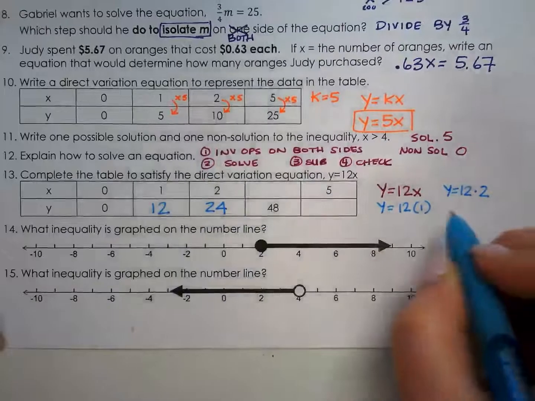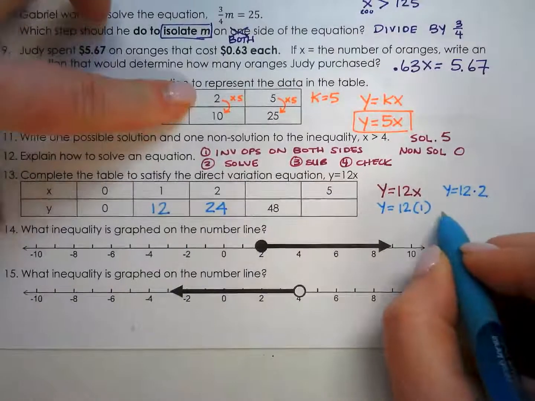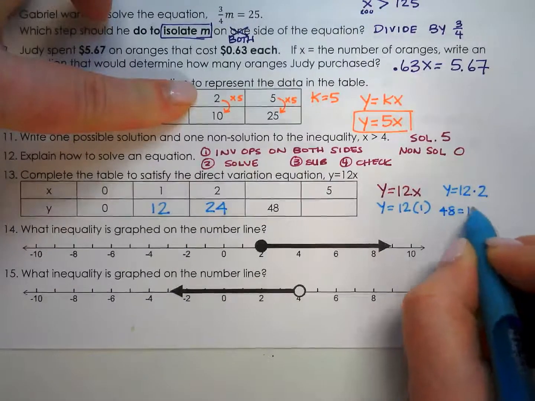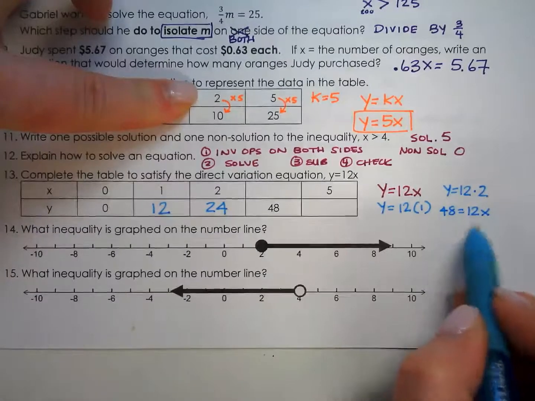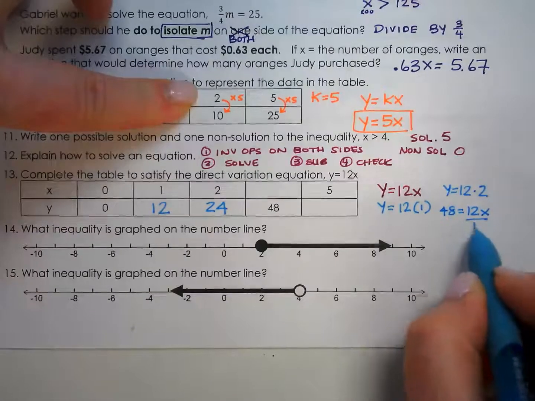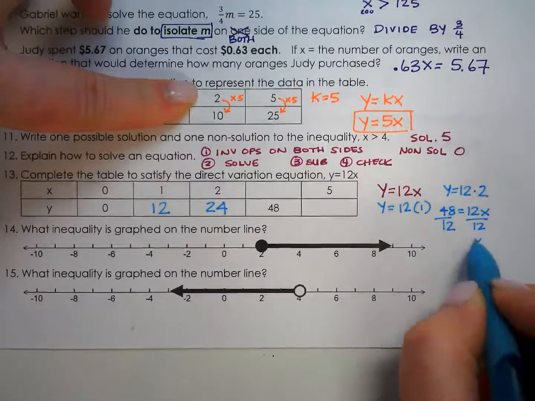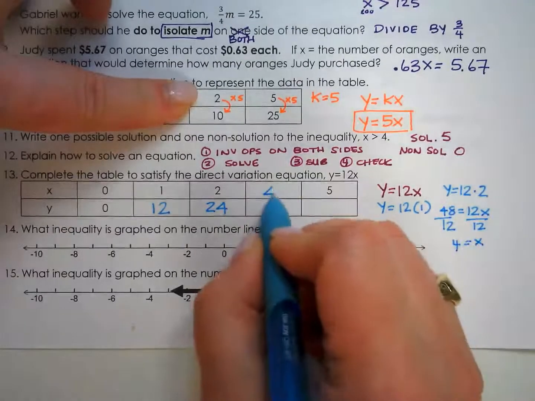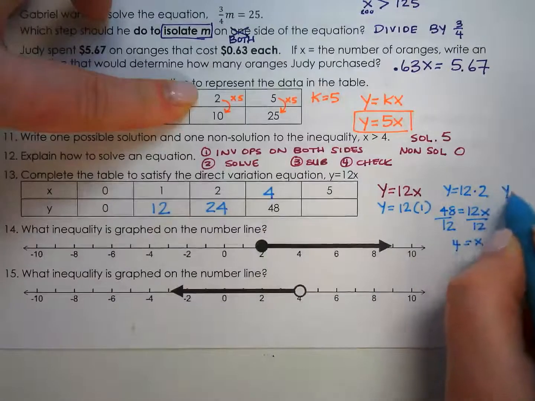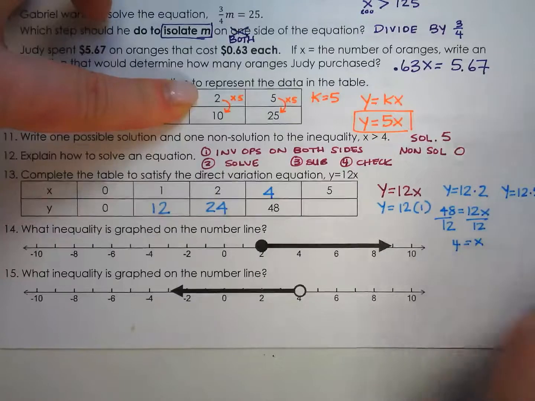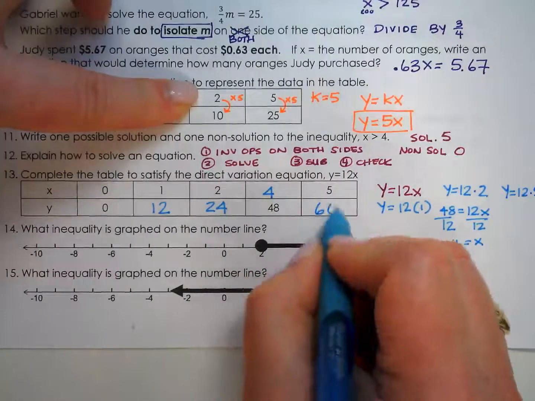Now, if I know the y, in this case, it's going to be 48 equals 12x. How do I solve this equation? Inverse operations. Divide by 12. X will equal 4. And here, y equals 12 times 5. So 12 times 5 is 60.